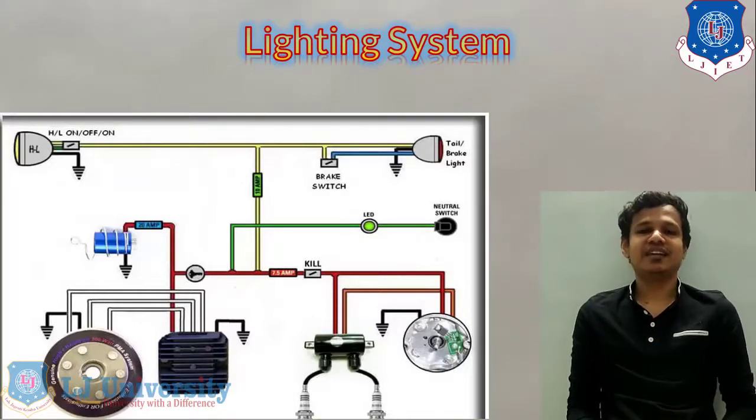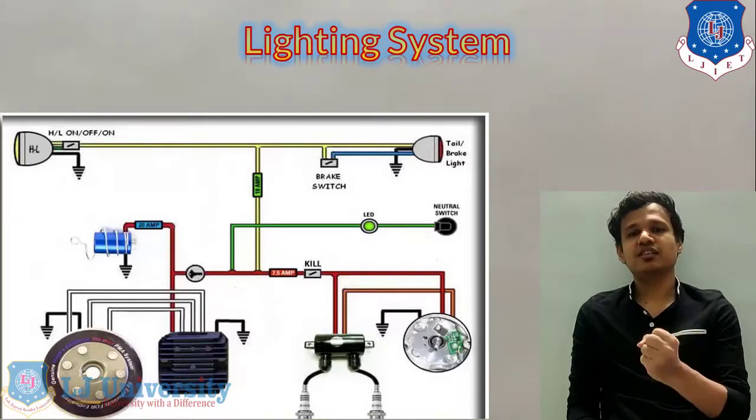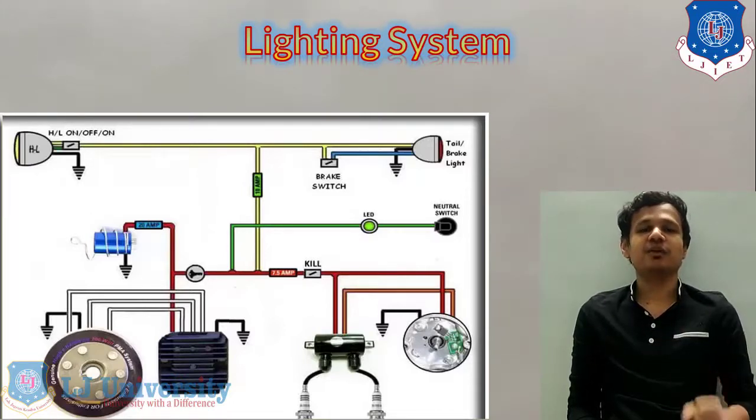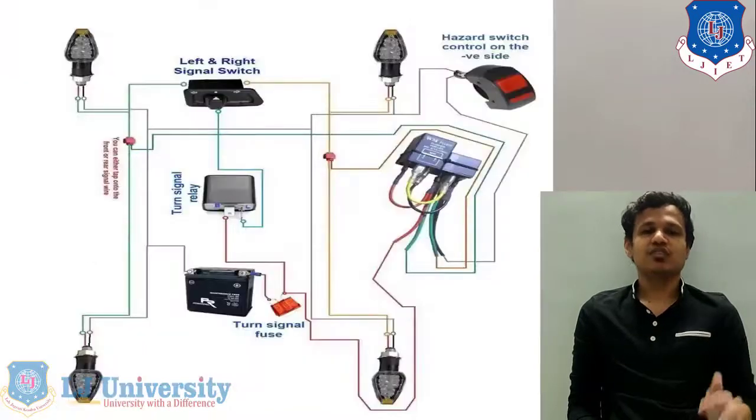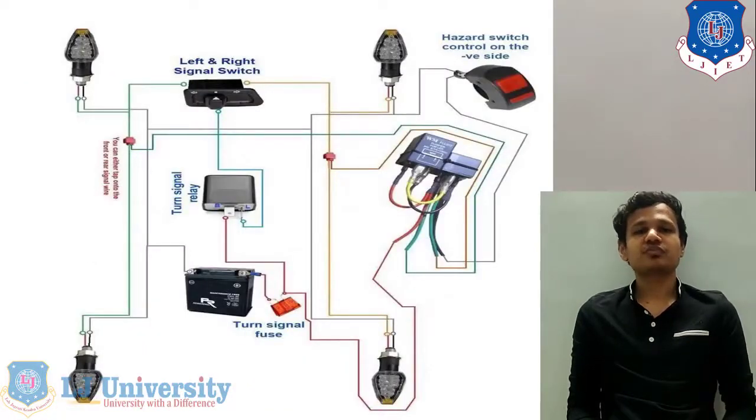You can see high beam and lower beam light are given in the case of the headlight, and the tail light is connected with our braking system. Whenever we apply the brake, at that time the tail light is illuminated, which tells us that the brake is being applied by the driver. So these are the basic two lights.